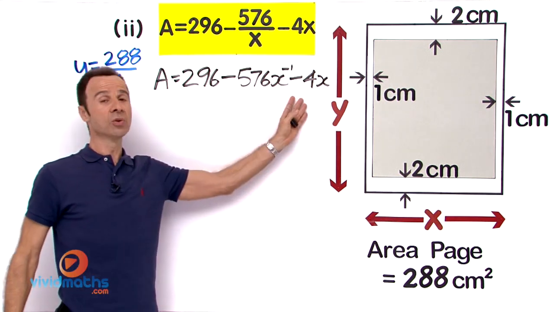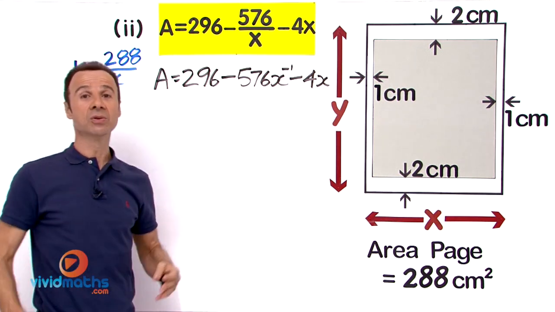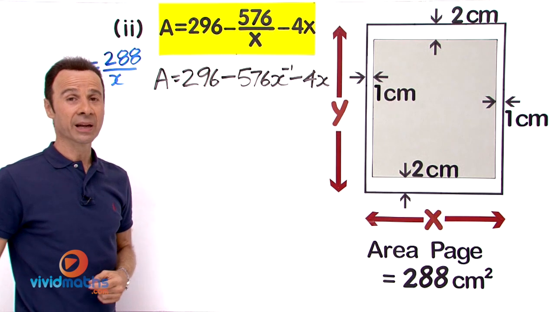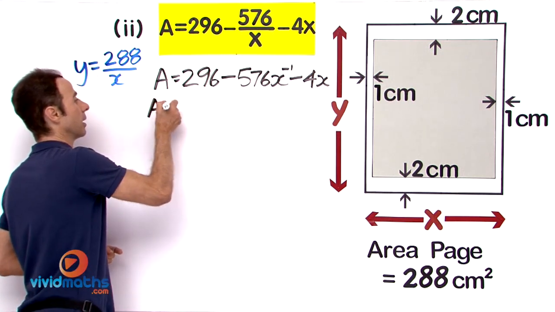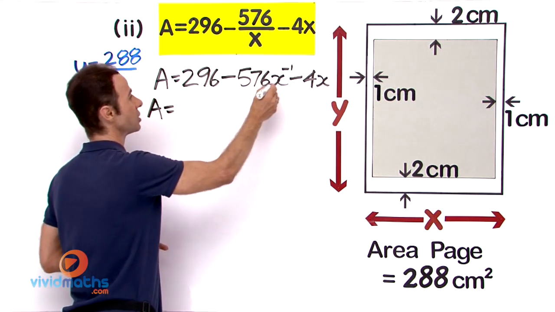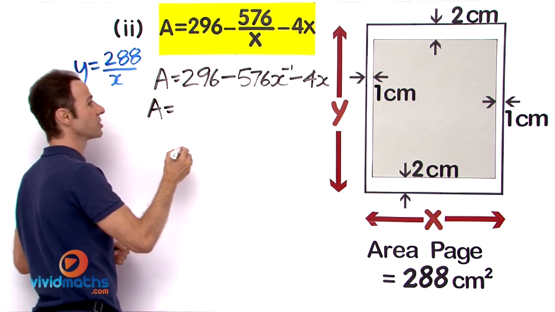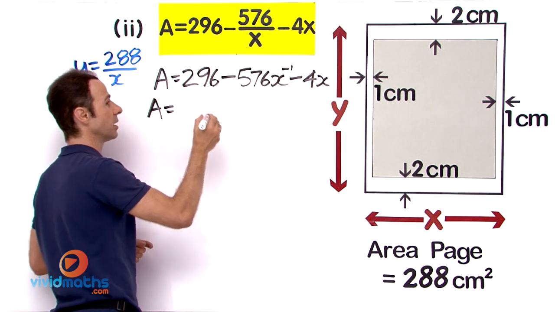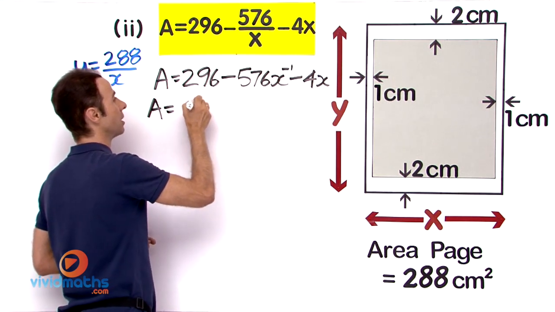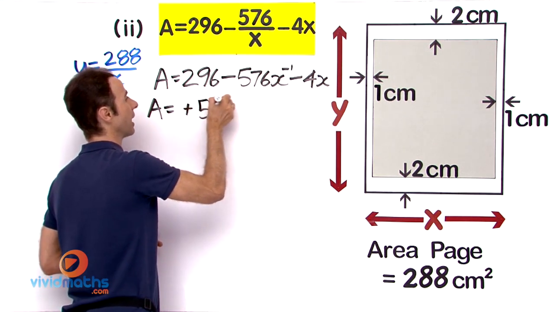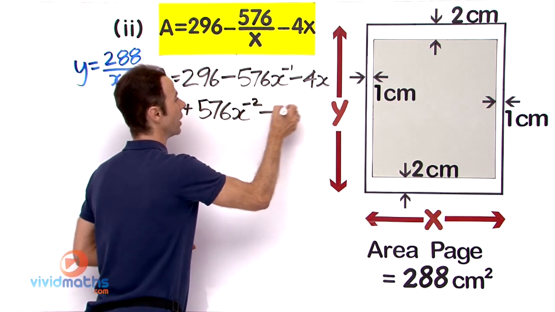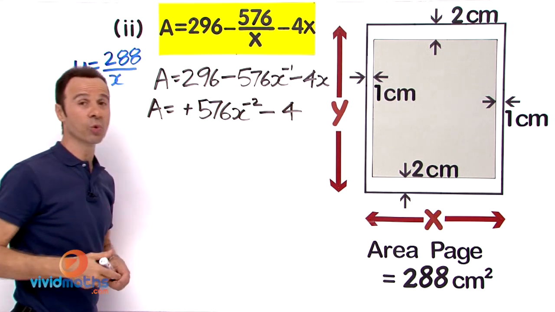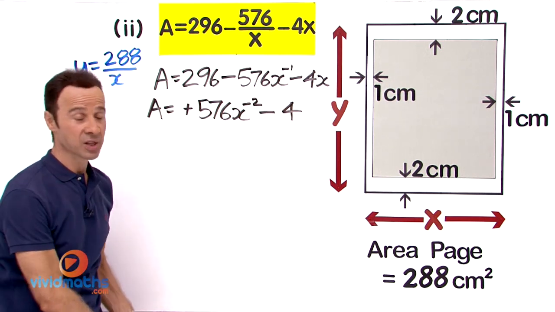So now what we're going to do with this expression is differentiate it and then make it equal 0 to see if it's a max or a min. So let's do that. Area equals, let's see, differentiating negative and a negative becomes a positive. So that's going to be a plus 576 x to the power of minus 2 minus 4. It's the first derivative. Let's make it equal 0.